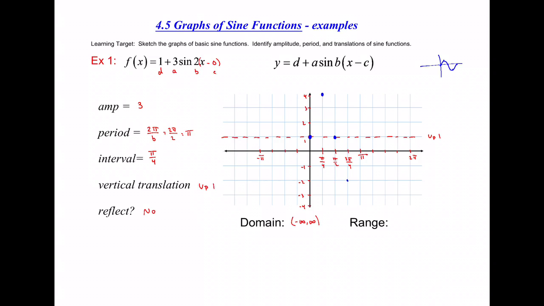So 1, 2, 3, that'll be at negative 2. And then at the end of my period, I'm back at 0, 0. So look at those 5 points. Middle, max, middle, min, middle. All right? And I'm actually going to go ahead and continue for another period.